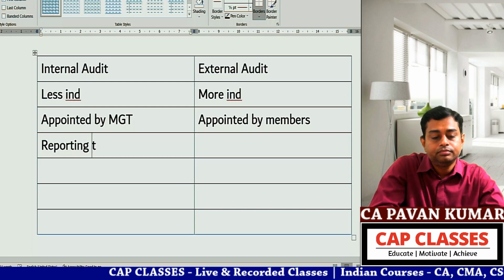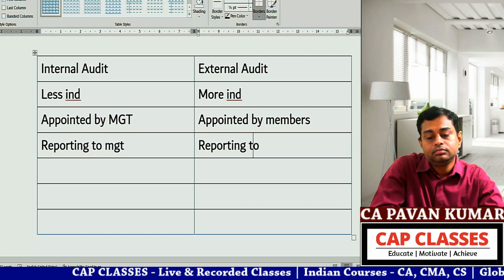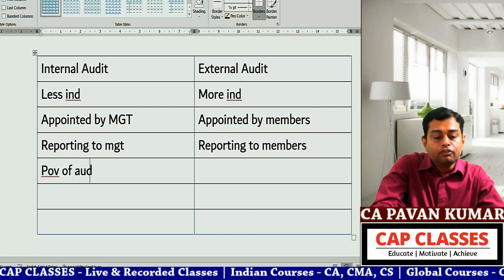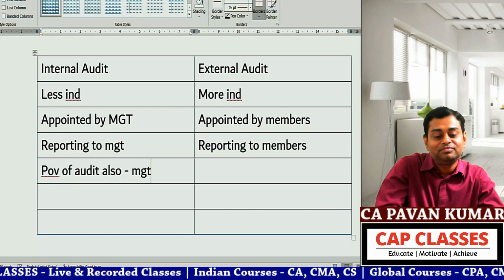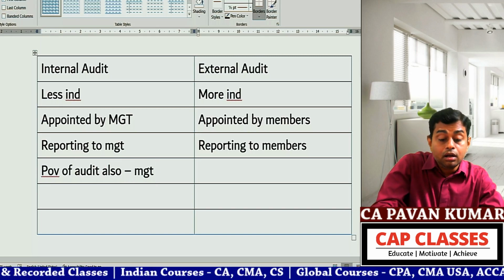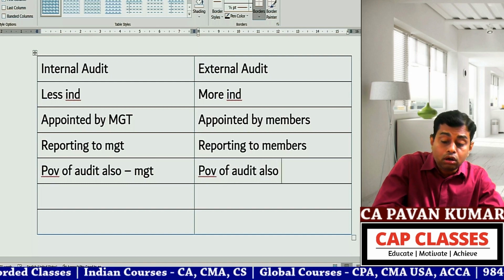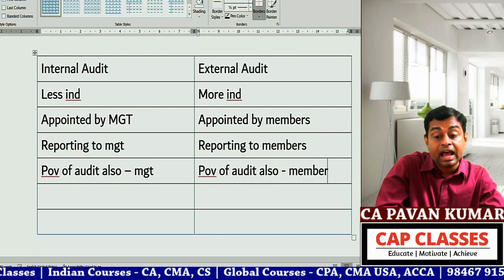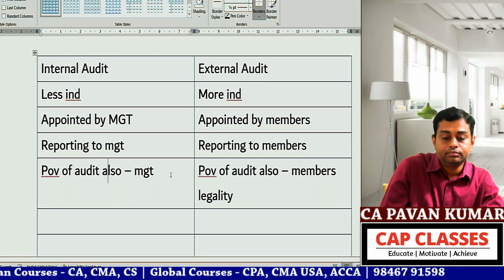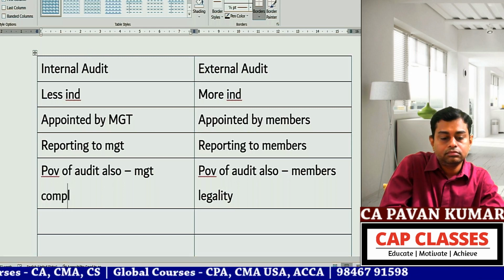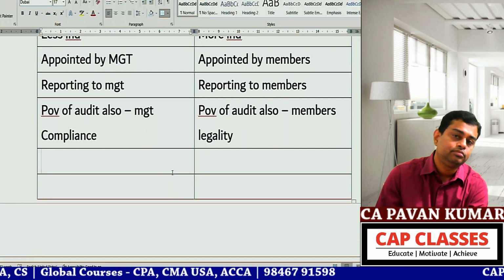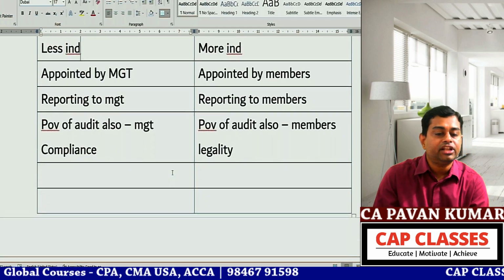Reporting to, so obviously point of view of audit also here management. That is what we call compliance. Here point of view of audit also members, that is what we called legality. So this is legality audit, this is compliance audit. Internal audit is compliance audit, external audit is legality audit. Okay, any other difference?